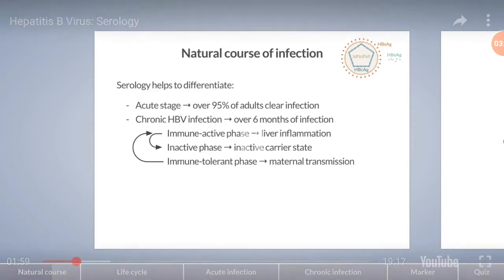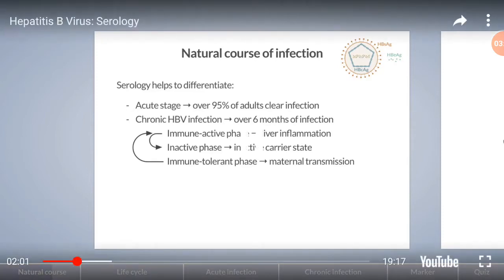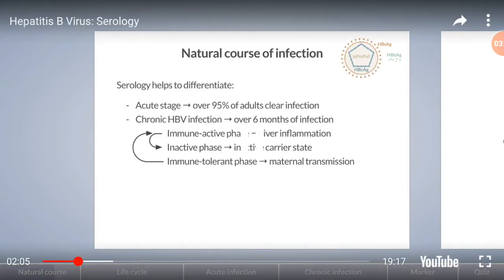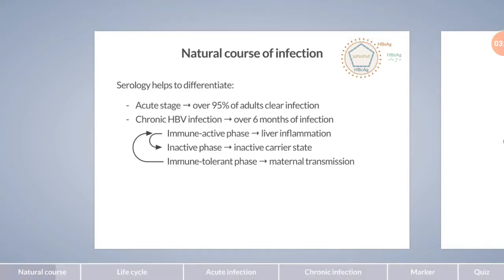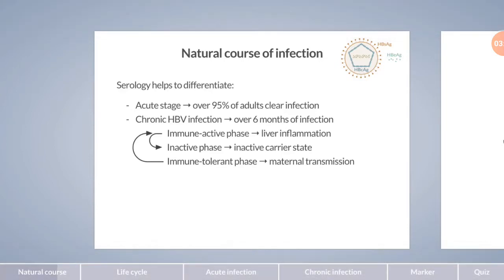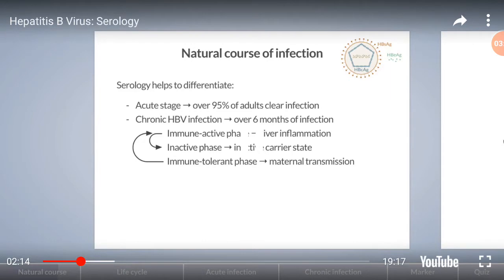One consequence of the long duration of immune tolerance is that it leads to a high frequency of maternal-infant transmission in endemic countries. This list of chronic forms is not exhaustive, and there are further special constellations. However, if you keep these 3 phases in mind, immune-active, inactive, and immune-tolerant chronic hepatitis B, that's a solid basis. Serology.